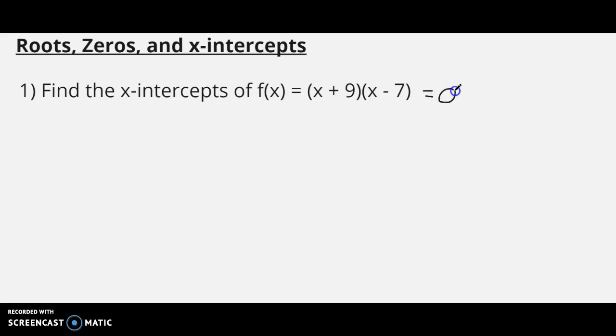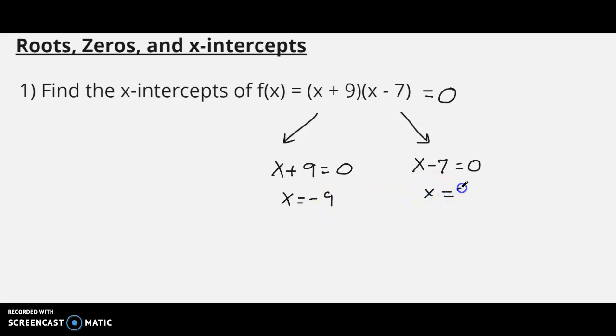Algebraically, we can do this by setting it equal to 0. By setting this equal to 0, we essentially make two equations. What two values of x would make the entire equation equal to 0? And due to the zero product property, either of these two, x plus 9 equals 0 and x minus 7 equals 0, would do what we intend. Solving this for x, we have x equals negative 9. Solving the other one, we have x equals 7.